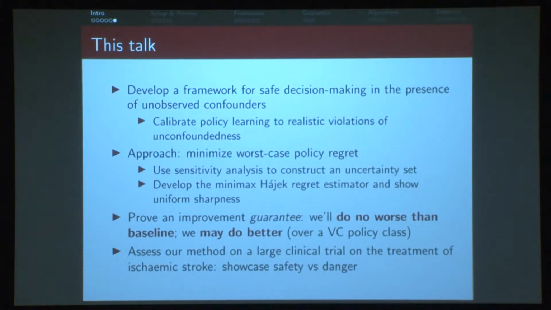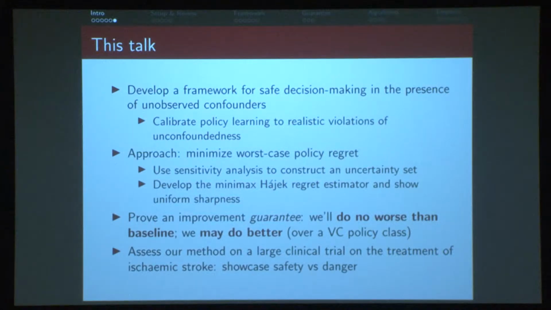If it's positive, I've introduced harm. I regret this decision. So I want to bound the regret, make sure it's negative. So I'm going to minimize the worst case regret. There are two important components to this approach. One is what does worst case mean? And two is how I'm going to estimate worst case regret. For defining worst case, I'm going to use a tool from causal inference known as sensitivity analysis to construct, in some sense, an uncertainty set for the confounding. And then I'm going to develop what I'll call the minimax Hájek regret estimator to estimate this worst case regret, so I can minimize this estimator.